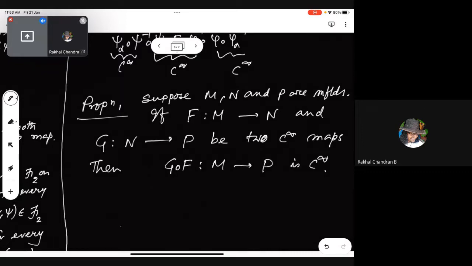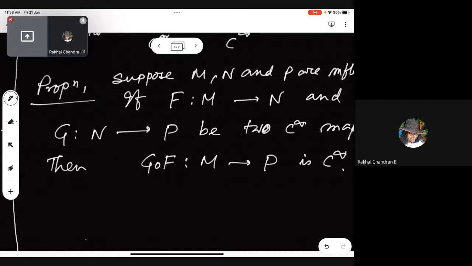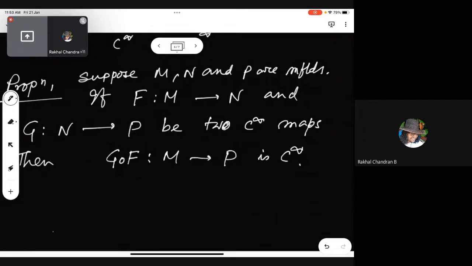Any idea of this proof? This proof is also simple. Any idea how to prove it?